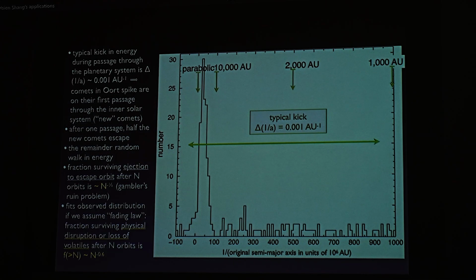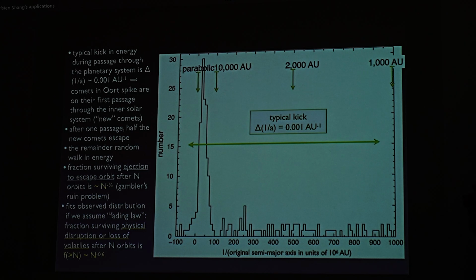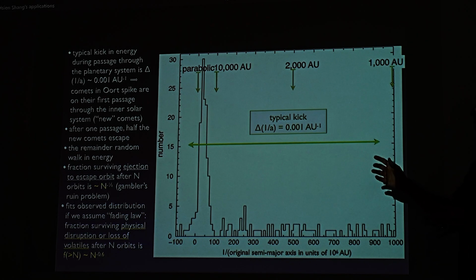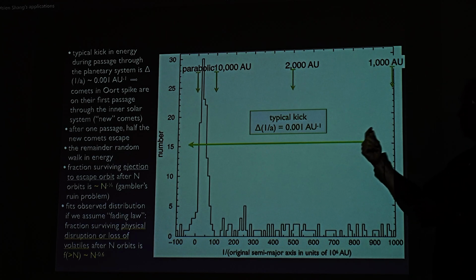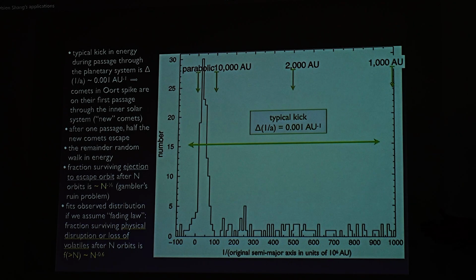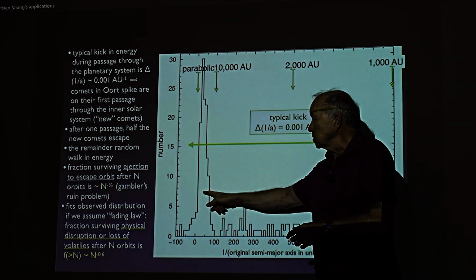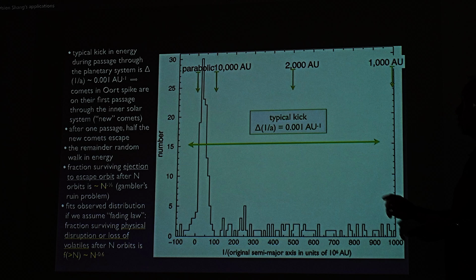The next question to ask, if you believe that there's this Oort cloud of comets at very large distance from the sun, is what happens to the comets after they come past the sun? As a comet travels through the planetary system, in and out, it gets a typical kick in the energy of about 10 to the minus 3 inverse astronomical units, which is the size of this green arrow on the plot.